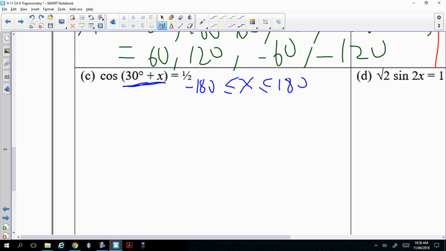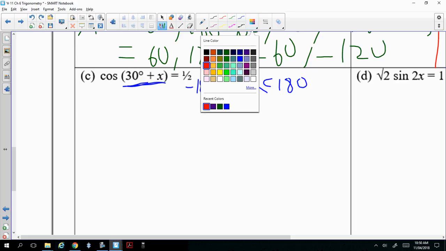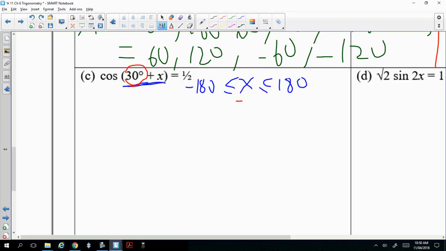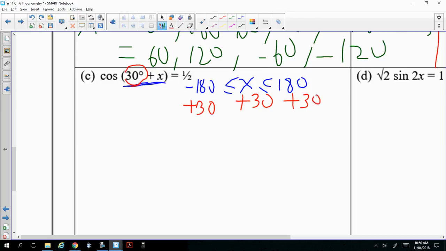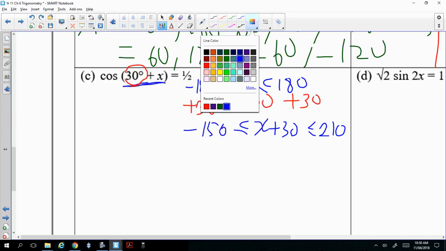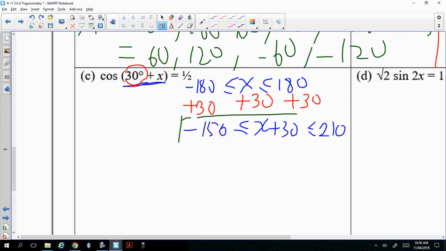And what you need to do, because there's a plus 30 there, that could affect your answer. So just add 30 to both sides. And you end up getting negative 150 less than x plus 30 less than 210. So that tells you the range of answers that we could accept. Okay, so we'll just write this down first.